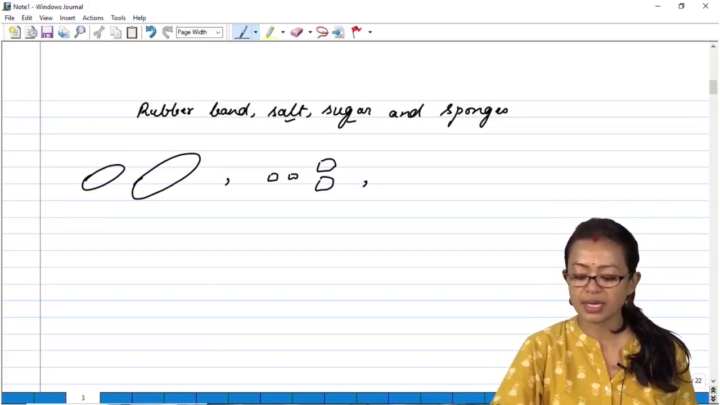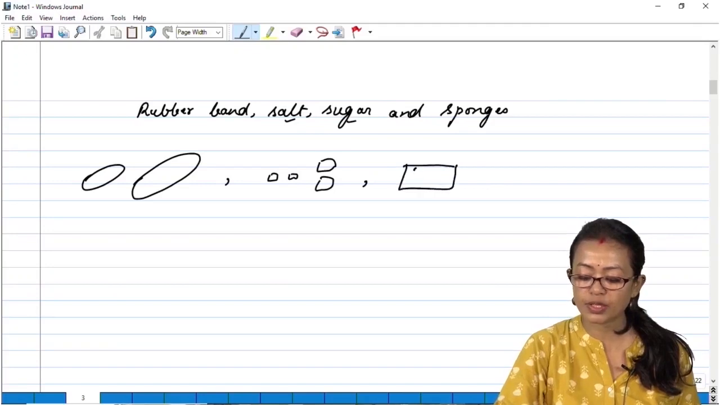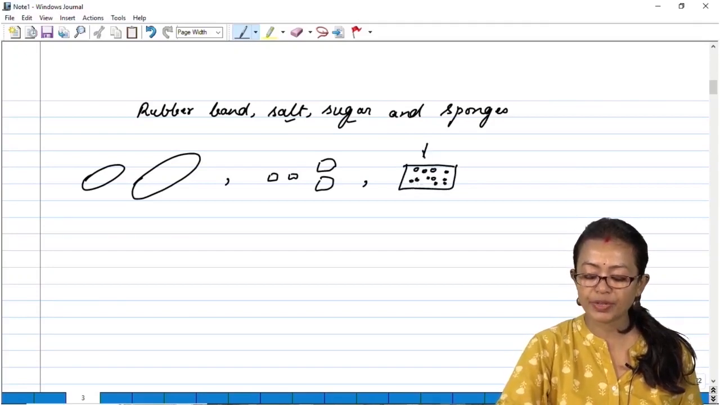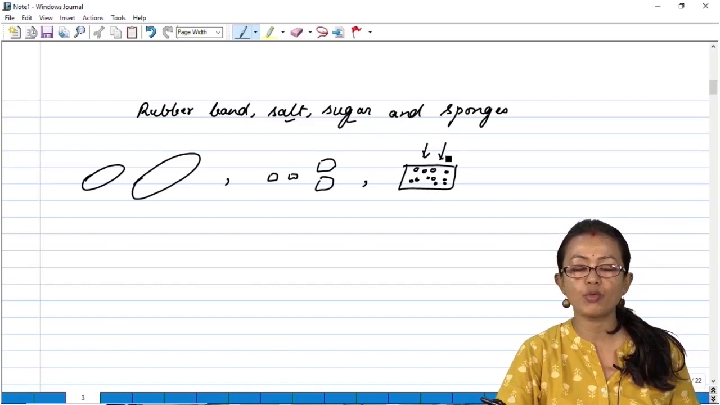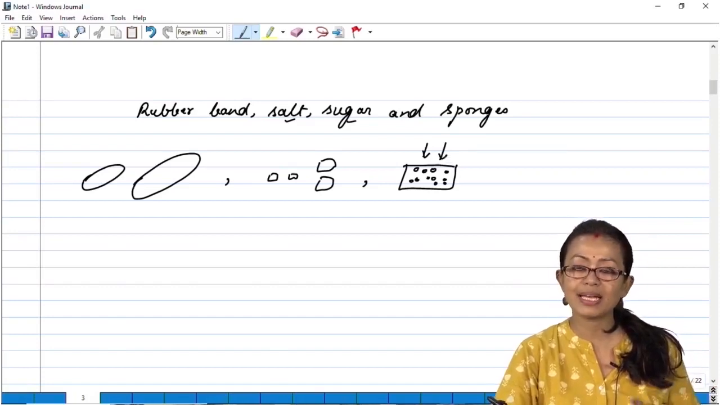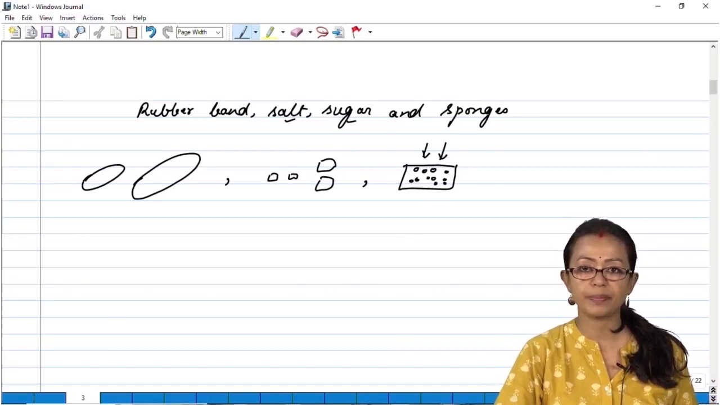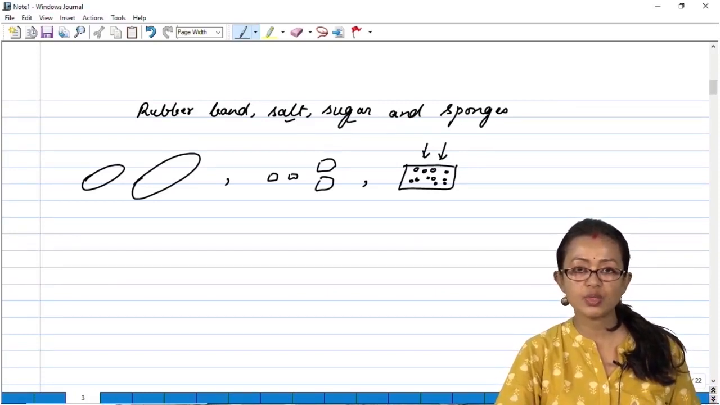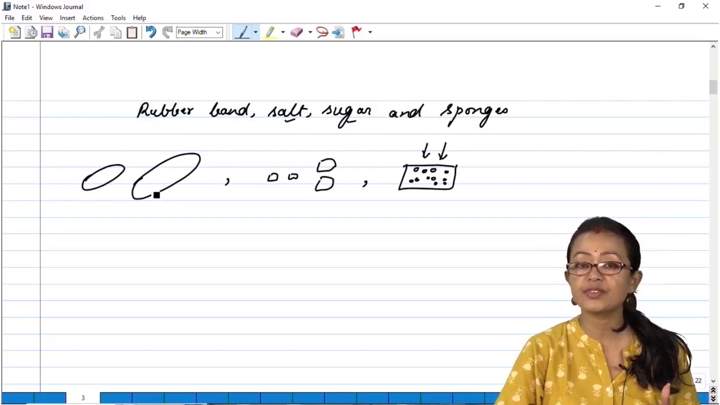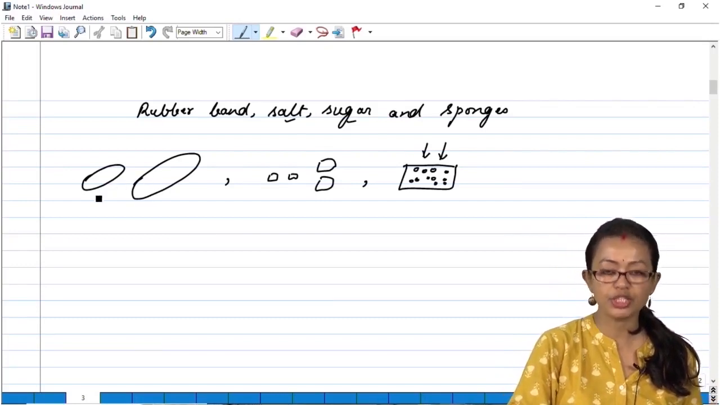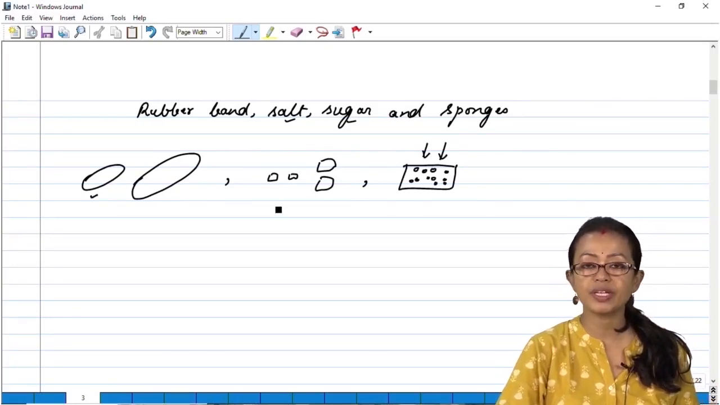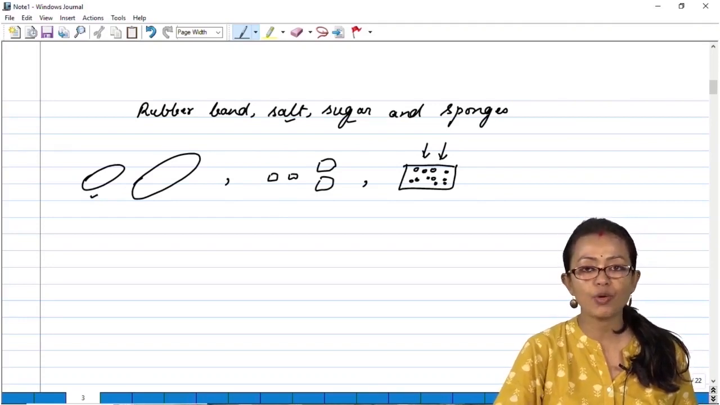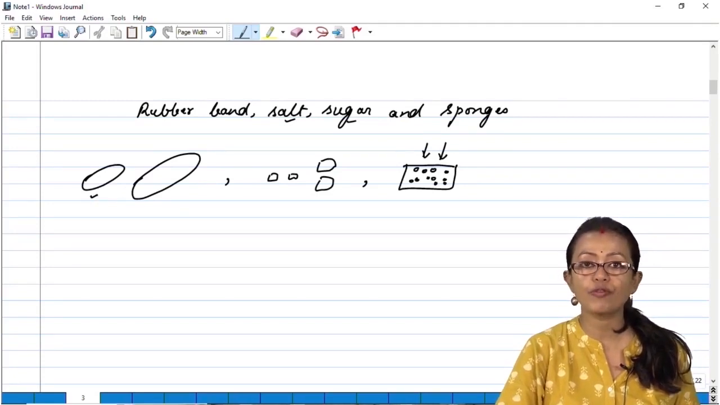So if this is the original size of the sponge, there are innumerable air gaps within it. The moment pressure is exerted on it, it gets squeezed, but the moment we release it, the air gaps get filled up with air again and it comes back to the original shape. So in case of the rubber band, when we remove the external force, it comes back to the original shape and size. Again, in case of sugar and salt, even if we place them in a different container or take them on our palm, there is no change of shape.